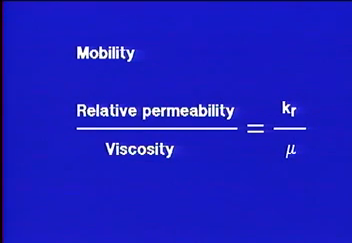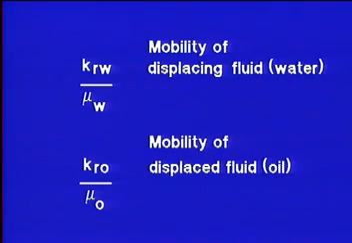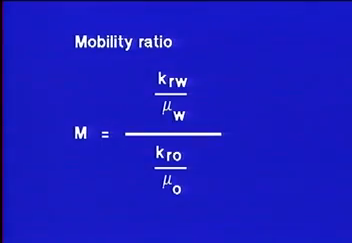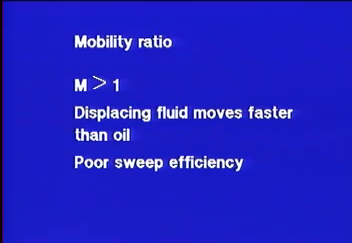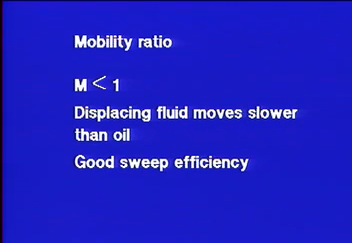The mobility of any fluid in a reservoir rock is its relative permeability, K sub R, divided by its viscosity, mu. If one fluid is used to displace another, the ratio of the mobility of the displacing fluid to that of the displaced fluid is referred to as the mobility ratio, M. When M is greater than 1, the displacing fluid, perhaps water or gas, moves faster than oil and will very likely bypass some of it, resulting in a low sweep efficiency. On the other hand, if M is less than 1, the oil is capable of moving faster than the displacing fluid, and we have good sweep efficiency.